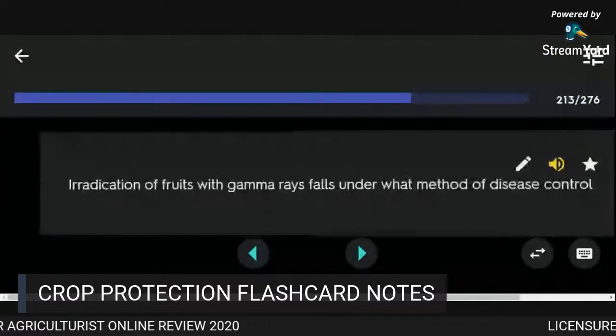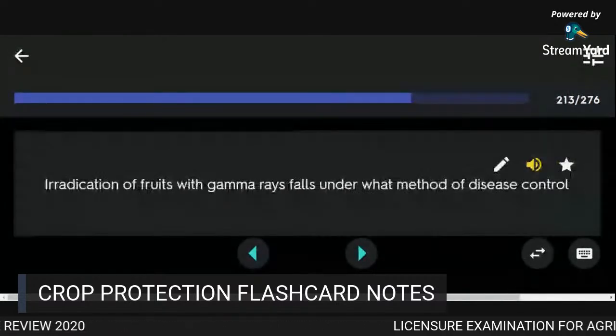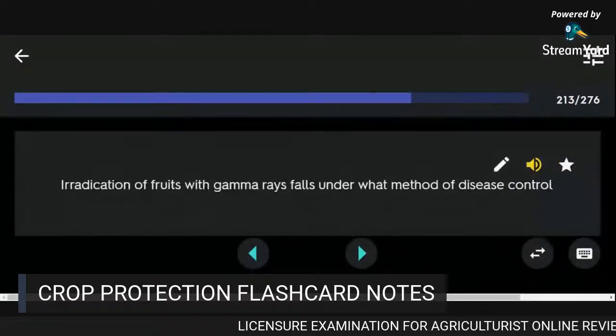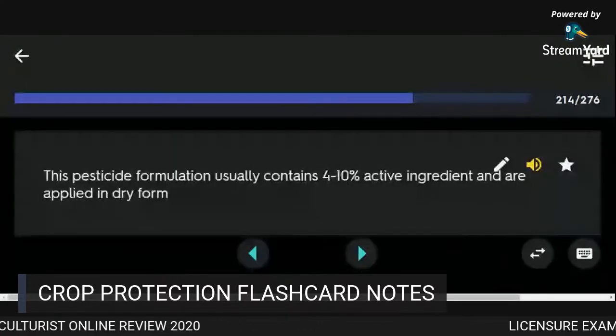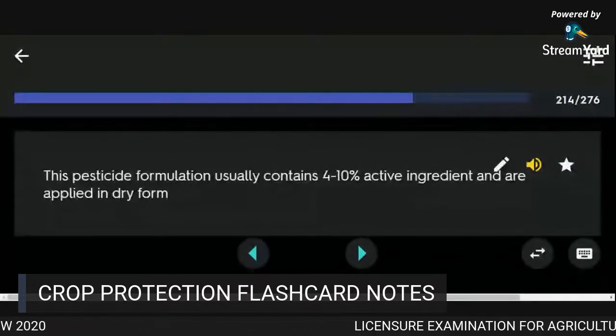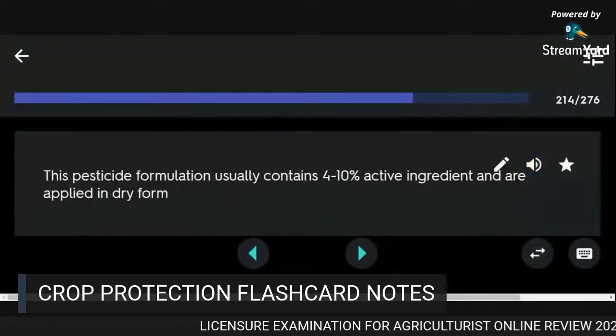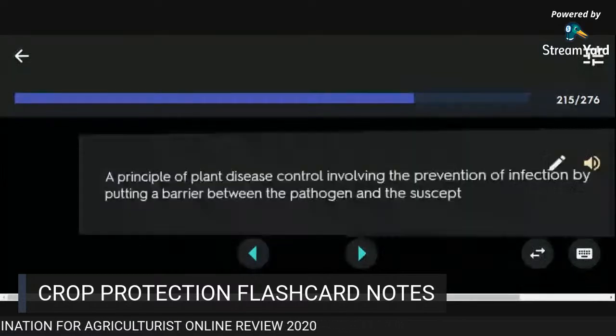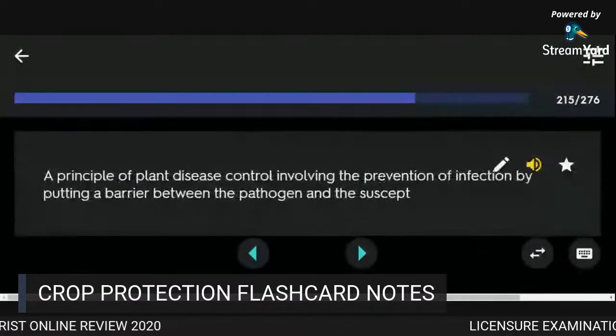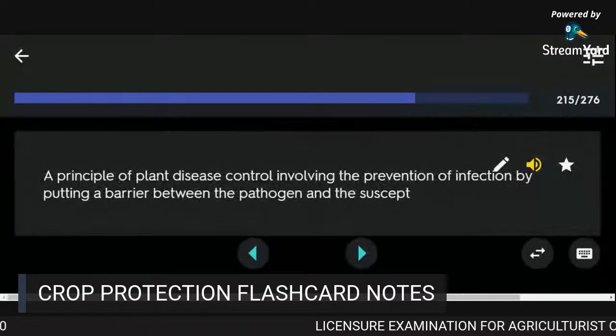Irradiation of fruits with gamma rays falls under what method of disease control? Physical methods. This pesticide formulation usually contains 4 to 10% active ingredient and is applied in dry form. Dusts. A principle of plant disease control involving the prevention of infection by putting a barrier between the pathogen and the suscept.